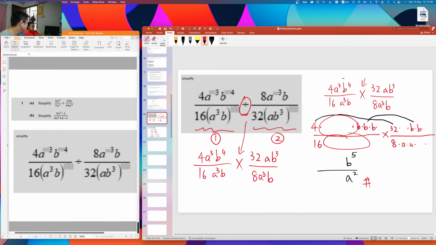You can count, right? How many y below? 1, 2, 3. How many y above? 4. So you can only cancel 3. Then above also cancel 3. How many x on top? 3. How many x below? 1. So how many you can cancel? 1. Exactly.